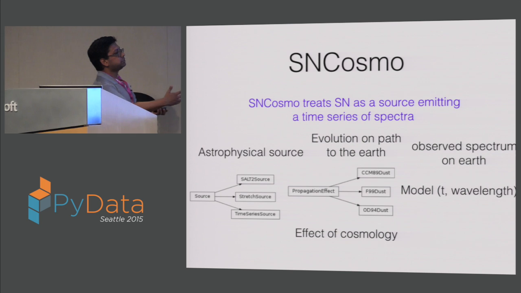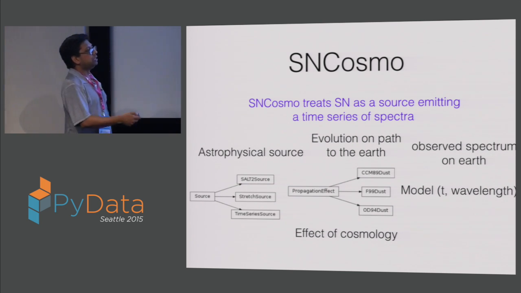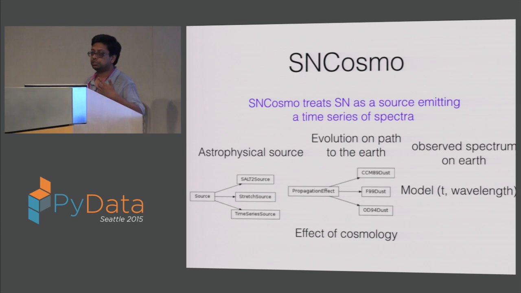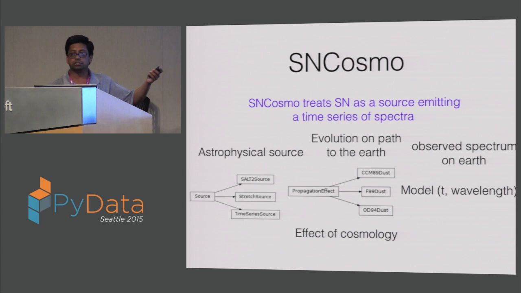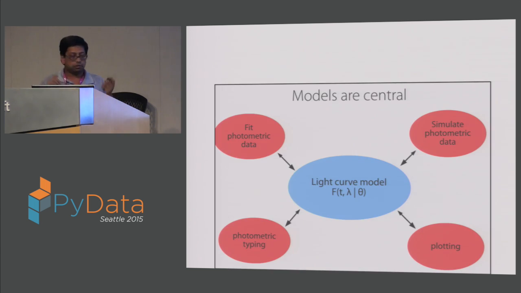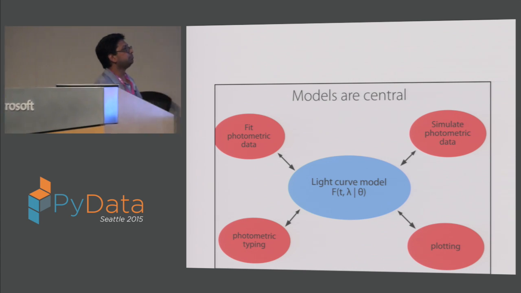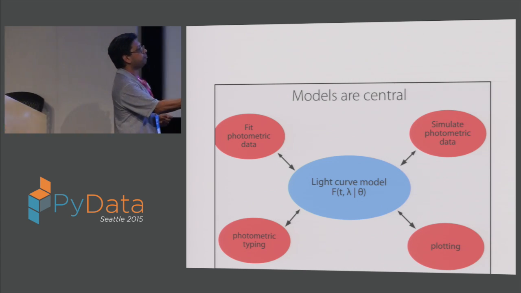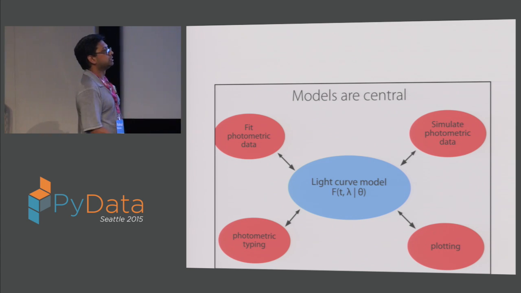So it has ways of handling that. And what it gives you, when you specify what these effects are, is a model, which is the observed spectrum on the Earth. So it's going to be a function of time and wavelength and the model parameters of the source or whatever else you had. So this is completely central to the scheme. This is the light curve model that we just talked about. So this is flux. Theta represents parameters.